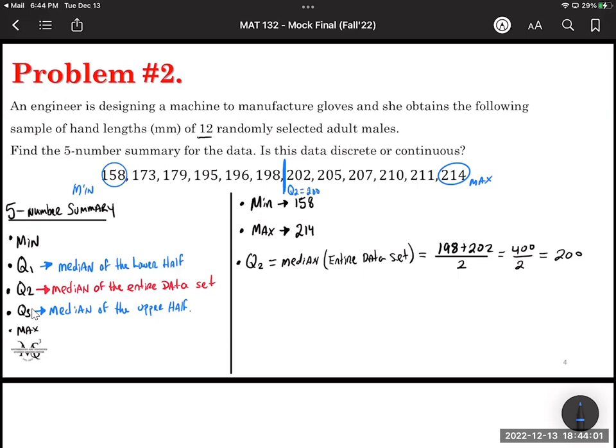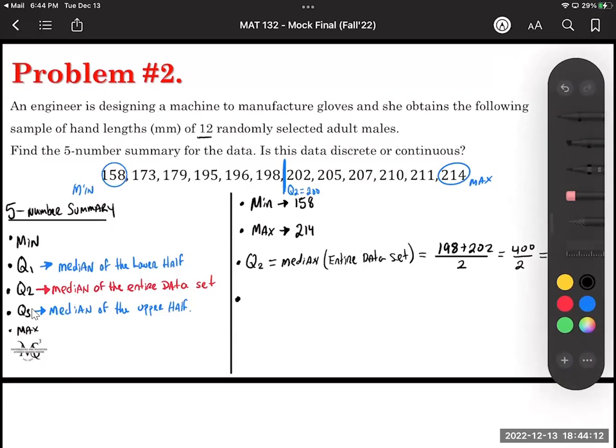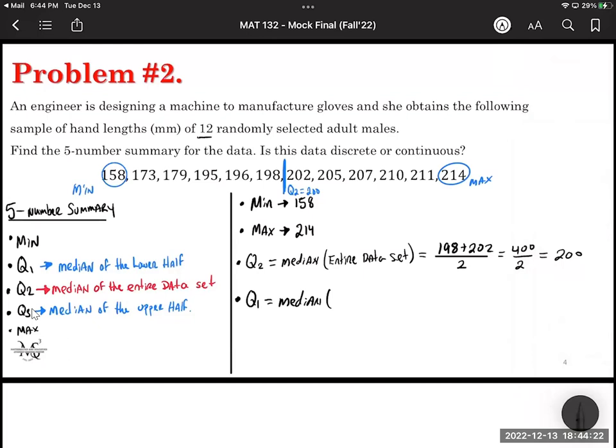So you can easily identify your bottom half. You can easily identify the top half. And it makes finding Q1 and Q3 much easier now, right? So look, your Q1 is going to equal the median of this bottom half. So what numbers are in this bottom half? It would be 158 all the way to 198. There you go. It'll be 158, 173, 179, 195, 196, and 198.